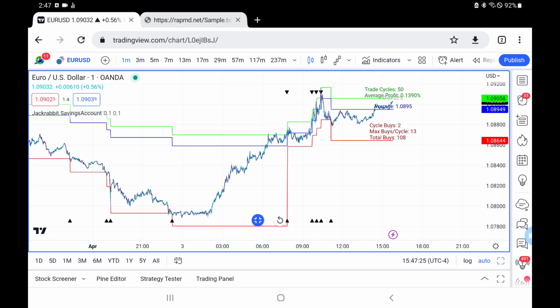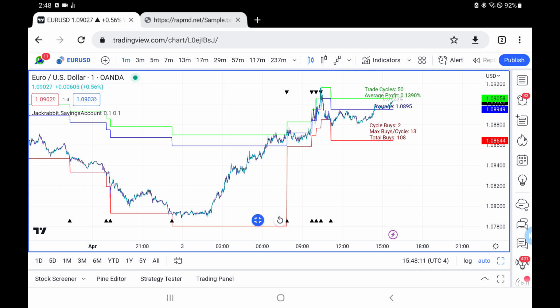This is a very simple savings account module and approach. The Jackrabbit savings account is an always-in approach, and it does exceptionally well. For example, down here are all the buy markers. Up here are all of the sell markers. Now the savings account has one limitation because of its simplicity. It only trades long positions. I will show in a little bit how to trade short positions, but this is meant to be a very simple process.